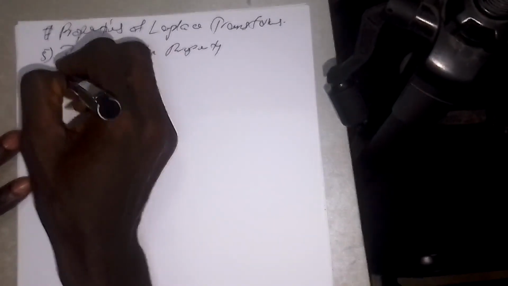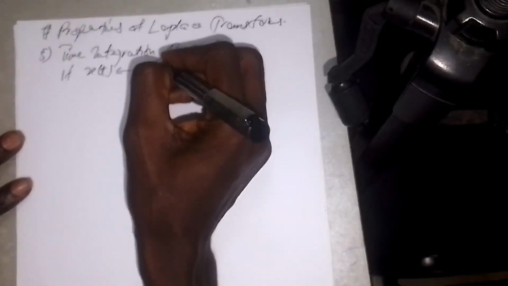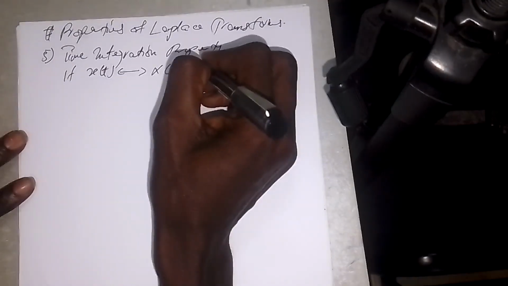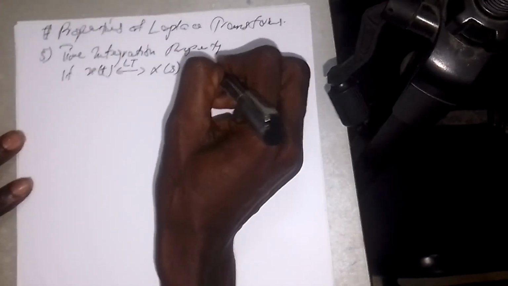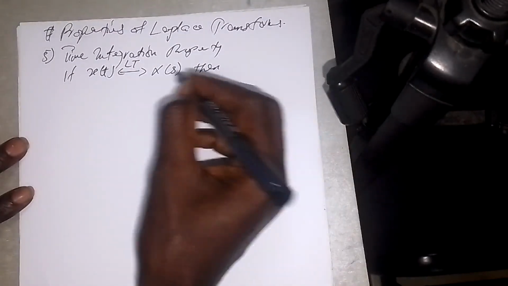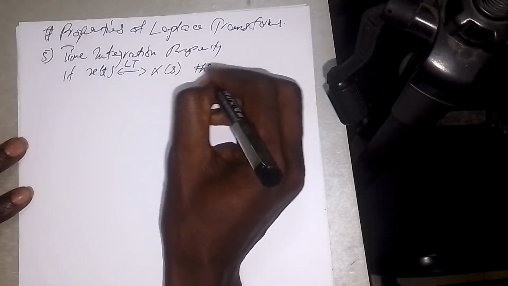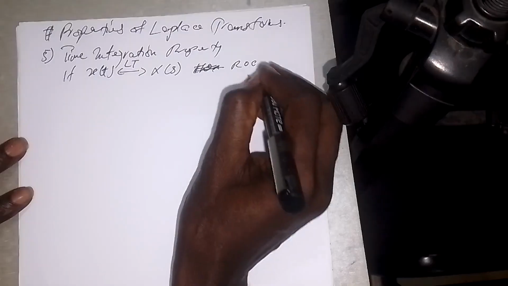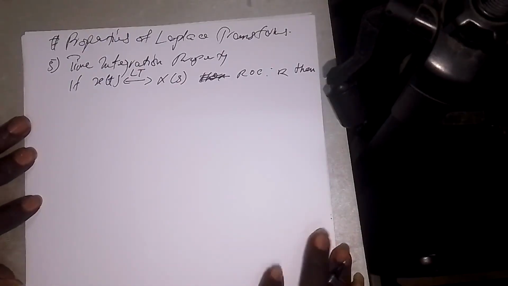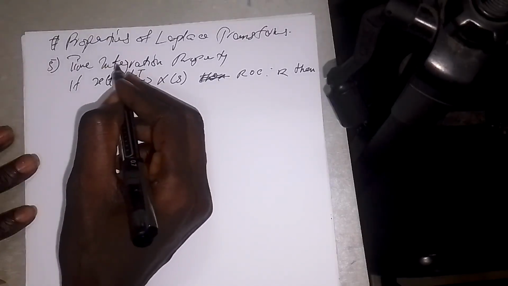Now here, if x of t gives X of s as its Laplace transform, let me write my ROC first. My ROC here is R. Then I'm going to have this particular condition, the time integration property.